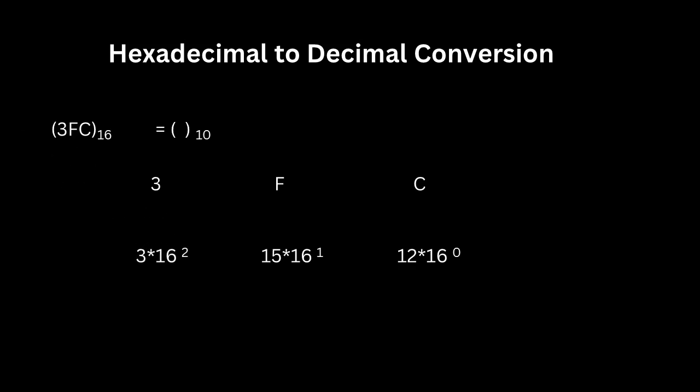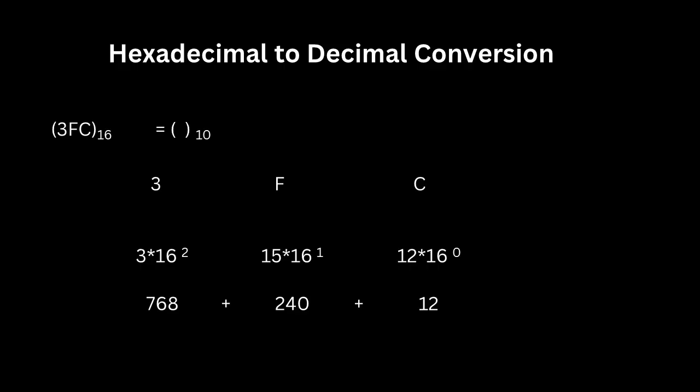Multiply each digit by its power of 16. 3 times 16 squared is 768. 15 times 16 to the power 1 is 240. 12 times 16 to the power 0 is 12.